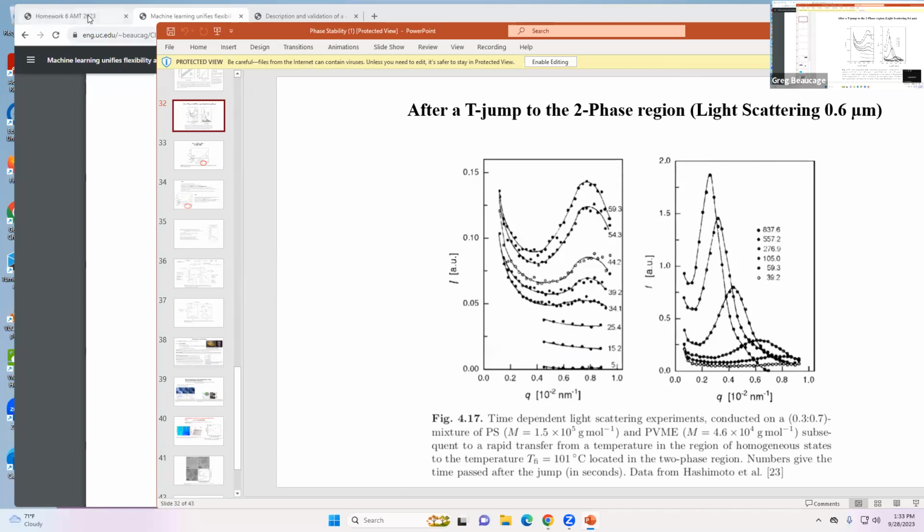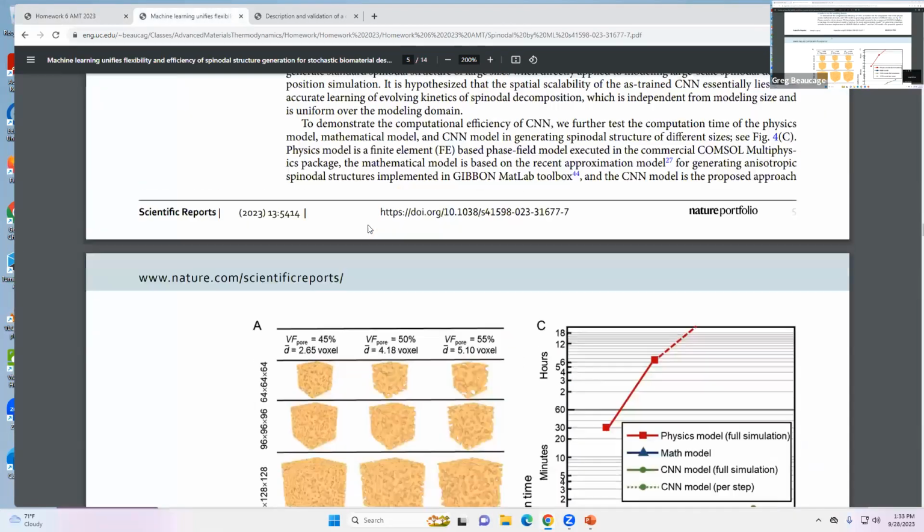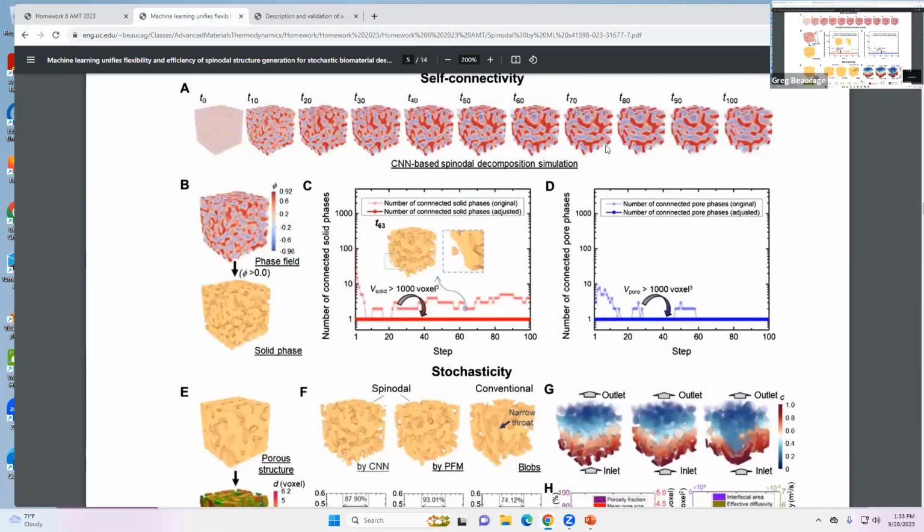So that's what that question is about. Ostwald ripening, explain how does figure 3A demonstrate it? 3A shows Ostwald ripening, I think. Yeah, so this is basically Ostwald ripening for spinodal. He starts with small phases, then as it matures, the small ones are consumed and the big ones grow.